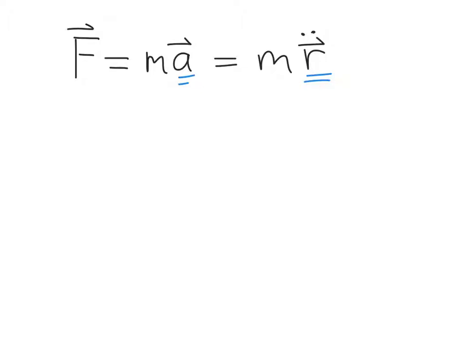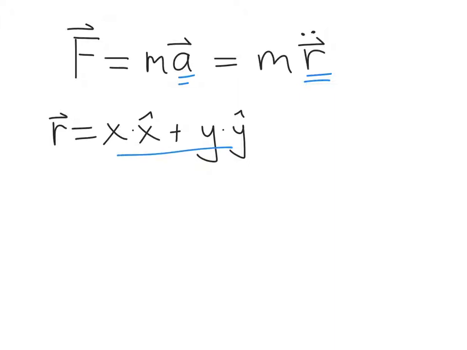Now, when we write the position vector in x hat and y hat, calculating its time derivative is relatively easy. So if that is our position vector, x times x hat, y times y hat, then the second time derivative, well, that's easy to calculate. That's just going to be x double dot times x hat plus y double dot times y hat.